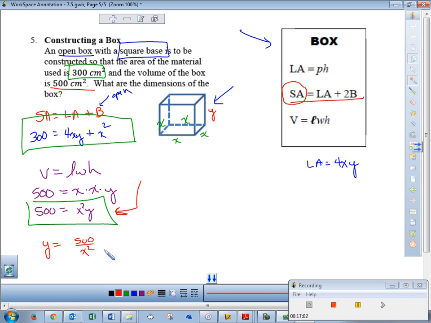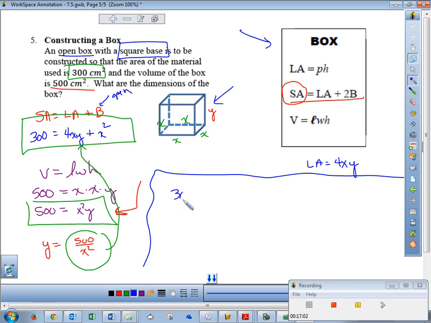With me? Now, I will take this and substitute it in right there. So 300 equals 4 times x times 500 over x squared plus x squared. All I did was where there was a y, I substituted this red blob in for him. Holy ugliness, Batman.